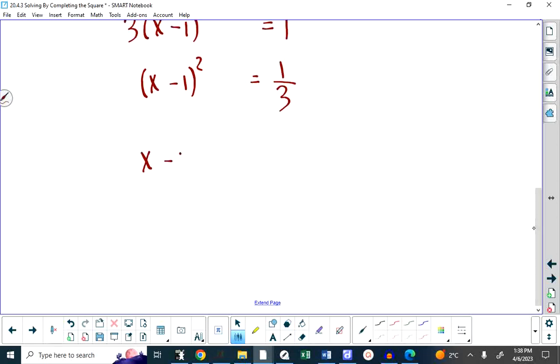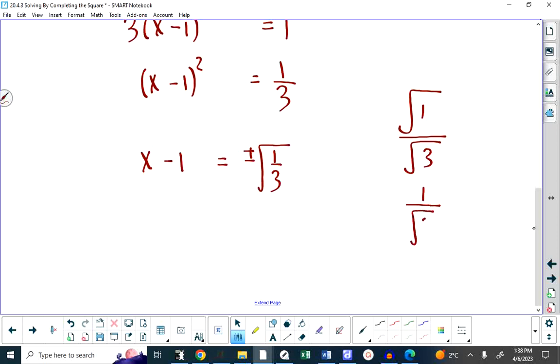It will be x minus 1 equals plus or minus root 1/3. Root 1/3 is 1 over root 3. I don't know if you remember this or not from the trig unit. Do you remember that 1 over root 2 is root 2 over 2? Well, this is root 3 over 3 if you want to go that route. I'm not going to worry about it. I'm going to come back to this in a second. Now I can add 1 to both sides.